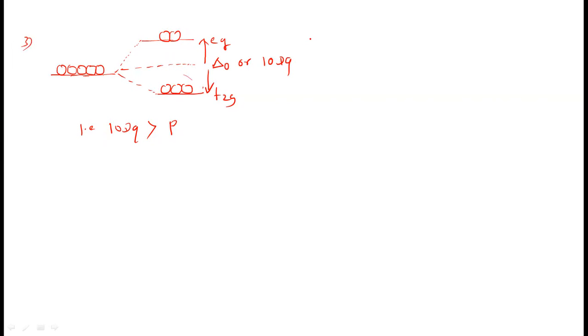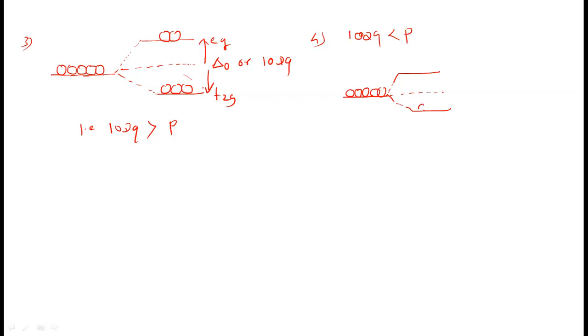Now the fourth rule. If the energy required to place the electron in the EG orbital is less, that is, 10 dq is less than pairing energy, it means this energy gap is less. The energy gap between the T2G orbital and EG orbital will be less. So in this situation, the electrons will enter into the EG orbital.